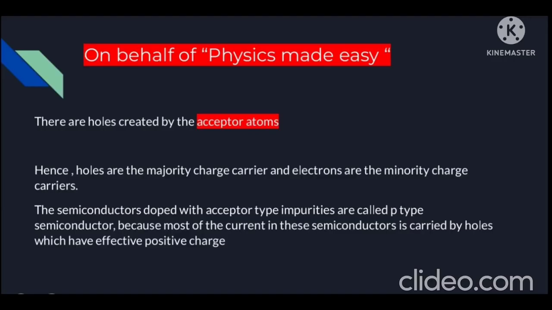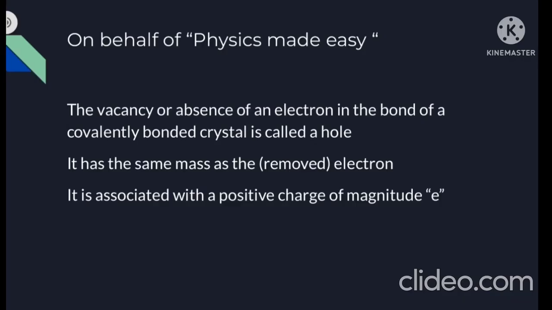Hence, holes are the majority charge carriers and electrons are the minority charge carriers. The semiconductors doped with acceptor type impurity are called p-type semiconductors. And why is this called acceptor type impurity? Because each trivalent impurity atom accepts one electron from the valence band of the silicon. So it is known as acceptor impurity, and this semiconductor is known as a p-type semiconductor.